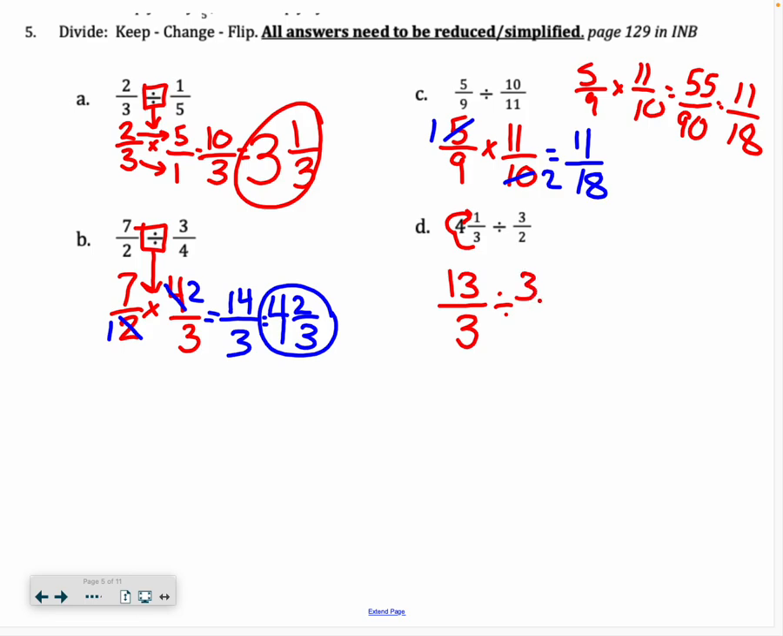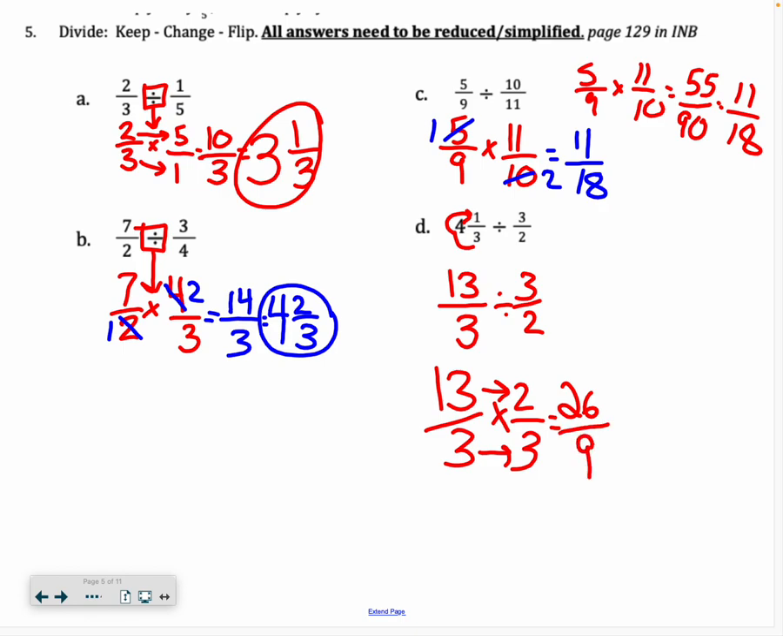Now I'm just going to write out the division, even though I know I'm going to do keep, change, flip. I don't want to try and do too much in one step. Okay? Now that I have it as an improper fraction, I'm going to apply the keep, change, flip method. 13/3 times 2/3. No cross simplifying that we need to do, so it's just multiplying across. 13 times 2 is 26. 3 times 3 is 9. 26/9 is our improper fraction, and so I want to convert that to a mixed number.